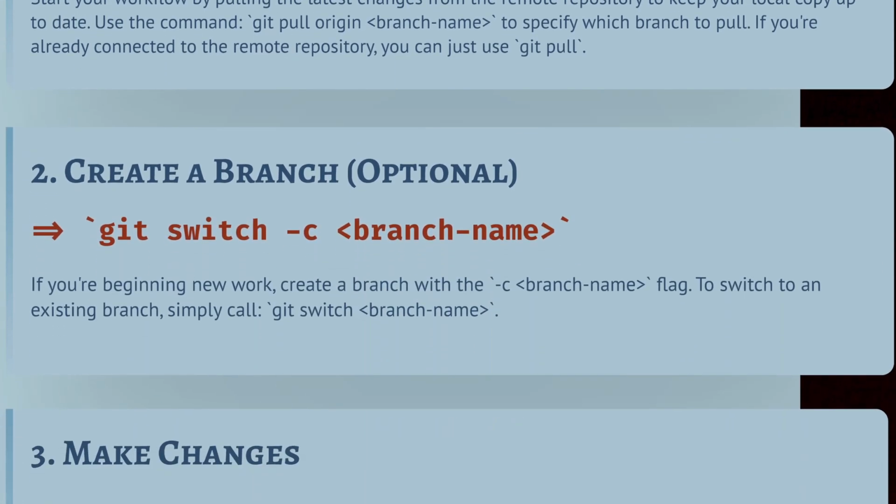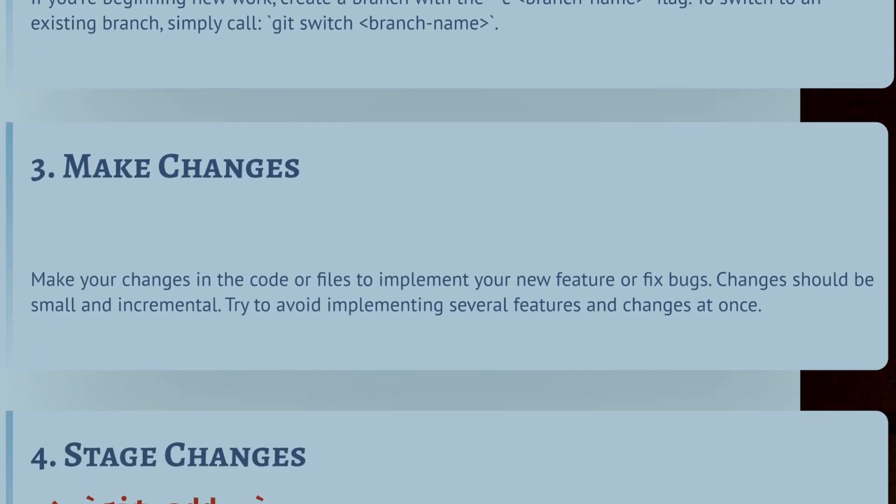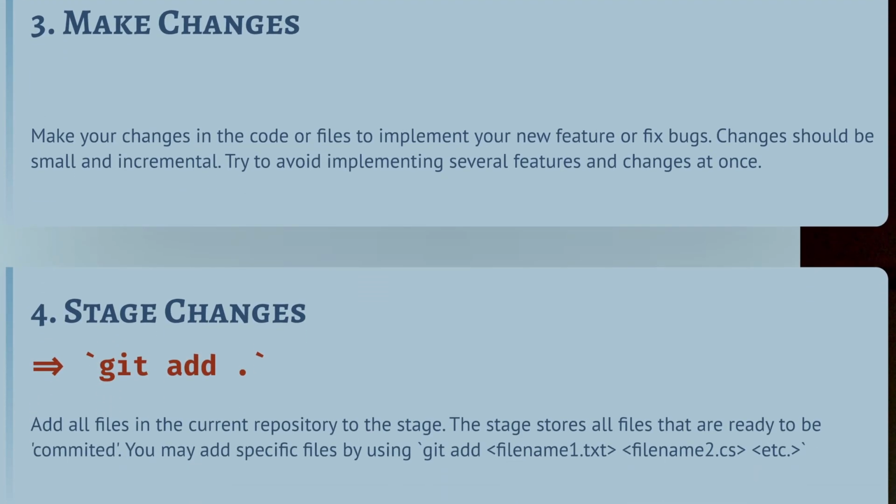Step 2. If you're working on something new, you might create a branch so your changes stay isolated. The -c flag will create a new branch. Without it, you will be switching to an existing branch. Step 3 is to make any changes to your code or files.